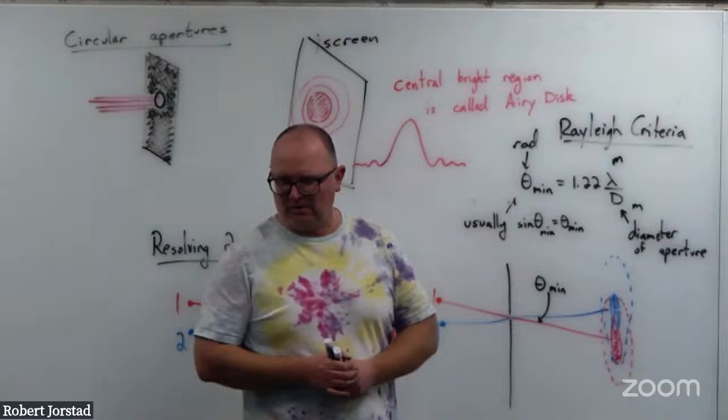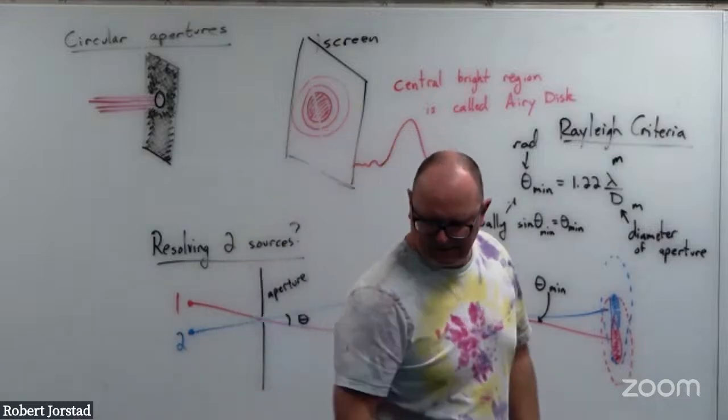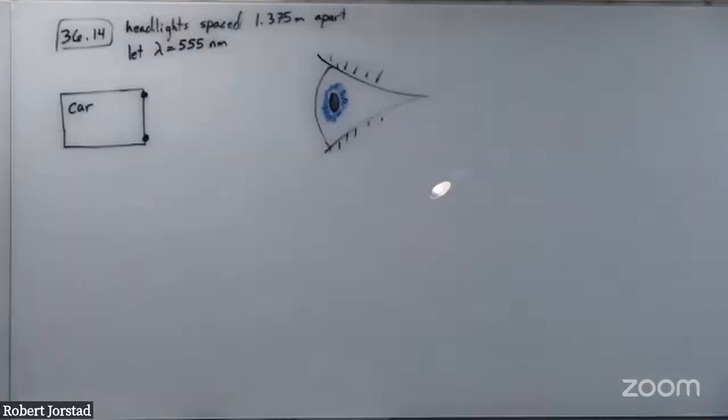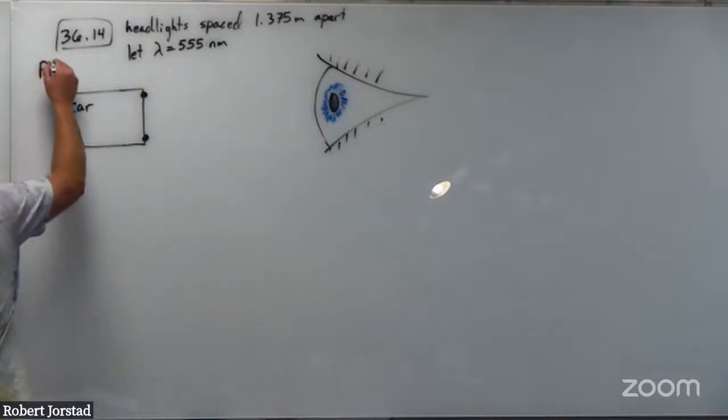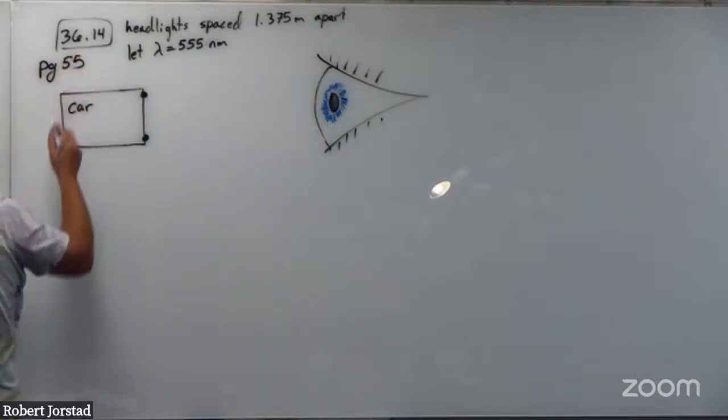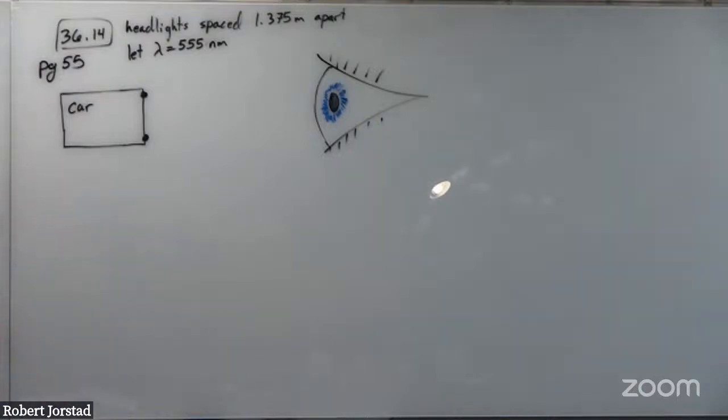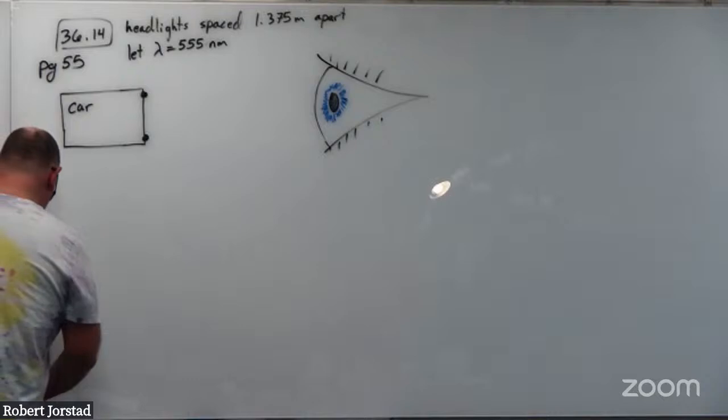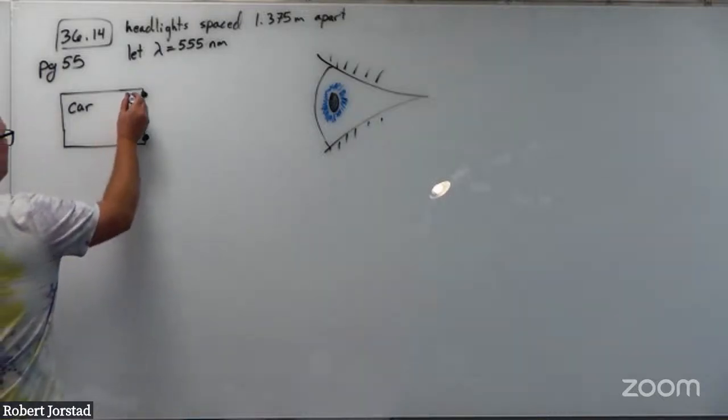All right, so how does this end up working out in a problem? Let's take a look. There's one little trick here. So this is 36.14. I'm on page 55. Those plots that I was looking at were on page 54. Sorry about that. So we have a car, two headlights, so they're spaced by some distance. And I think in my solution, I called this distance W.